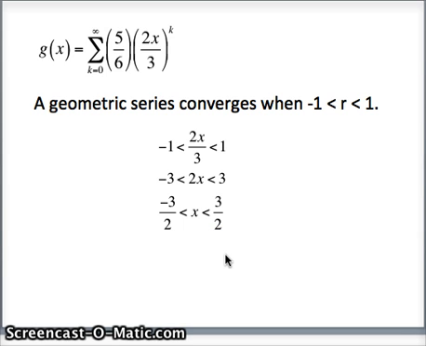We use a geometric strategy, so we do not have to check the endpoints. If the common ratio is 1 or negative 1, the geometric series will diverge. So that's our geometric series for g, as well as the interval of convergence.